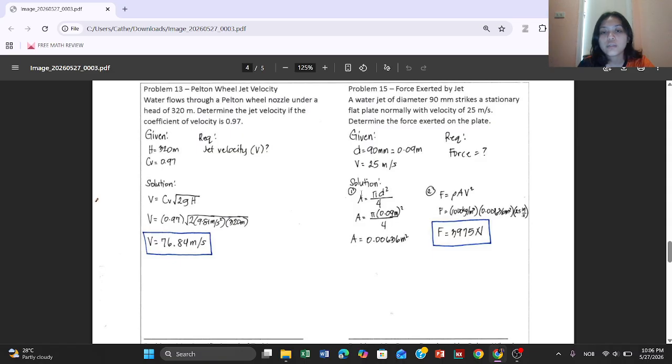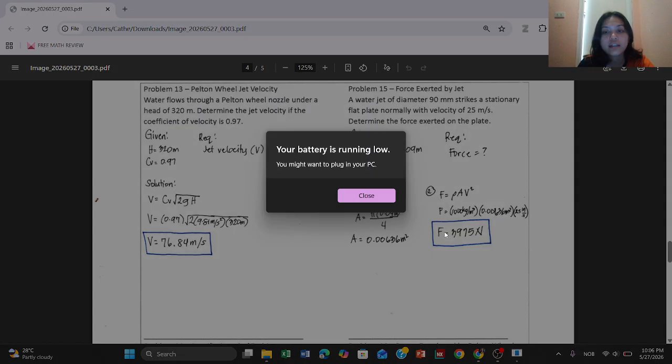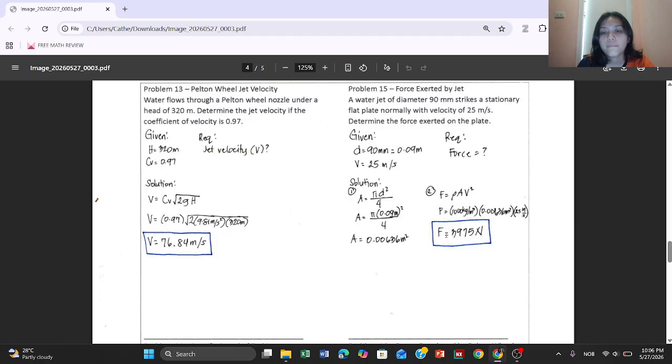So the solution for this problem, first, is to get the area, which is pi d squared over 4, and we can get 0.00636 meter squared. And the formula to get the force is the density times the area times the velocity squared, which is 1,000 kilogram per meter cube times 0.00636 meter squared times 25 meter per second squared. And we can get a force of 395 Newton.